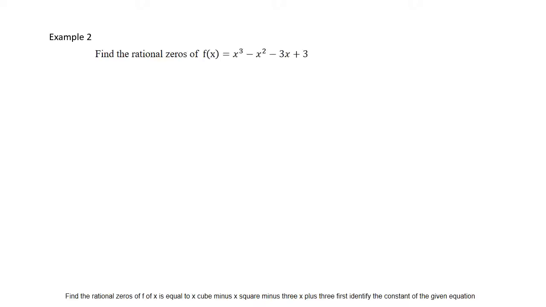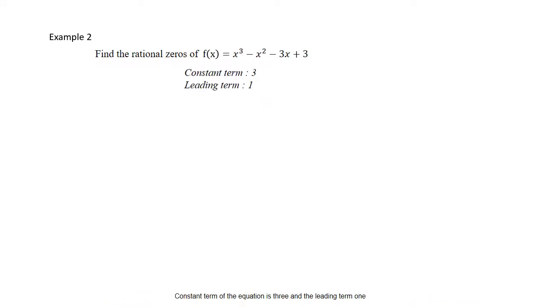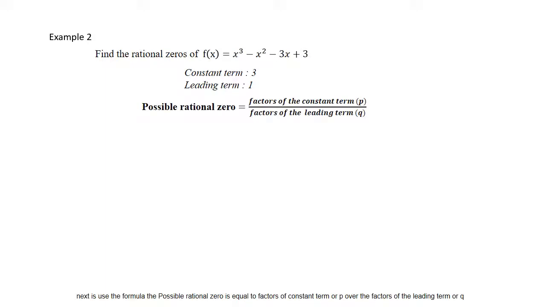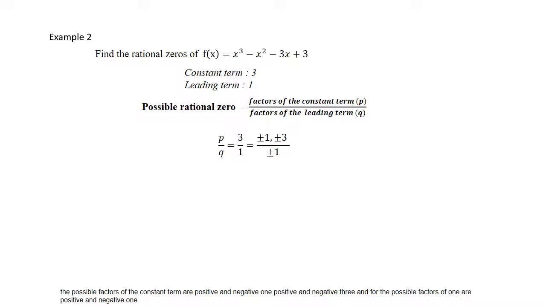Example 2. Find the rational zeros of f of x is equal to x cubed minus x squared minus 3x plus 3. First, identify the constant of the given equation. The constant term of the equation is 3, and the leading term is 1. Next, use the formula. The possible rational zero is equal to the factors of the constant term, or p, over the factors of the leading term, or q. The possible factors of the constant term are positive and negative 1, positive and negative 3, and the possible factors of 1 are positive and negative 1.